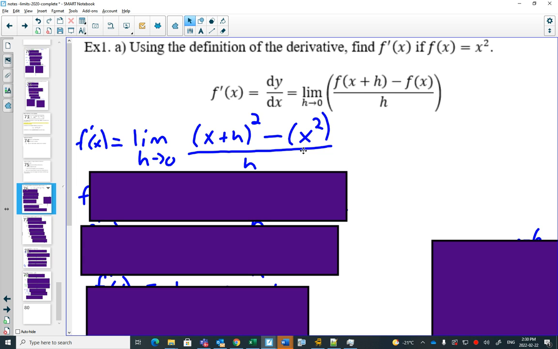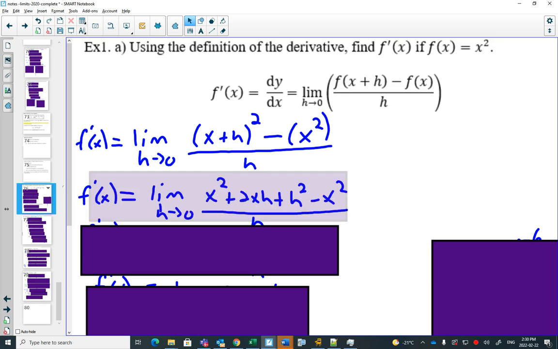And now we have to evaluate this limit, which is something you've been doing all the way. I think you're probably pretty good at this. Can you see that you could expand this? Multiply that out. If you multiply that out very nicely, the x squared and the other x squared simplify.